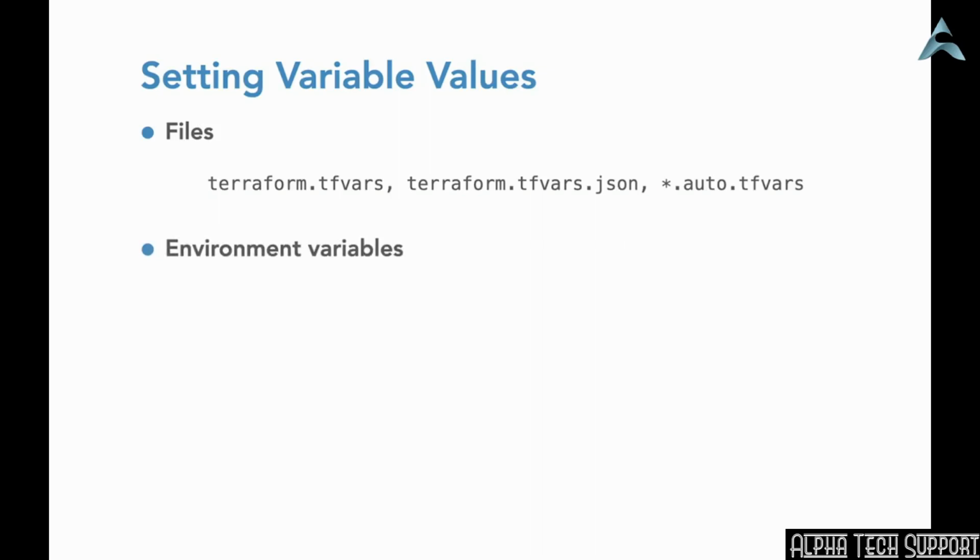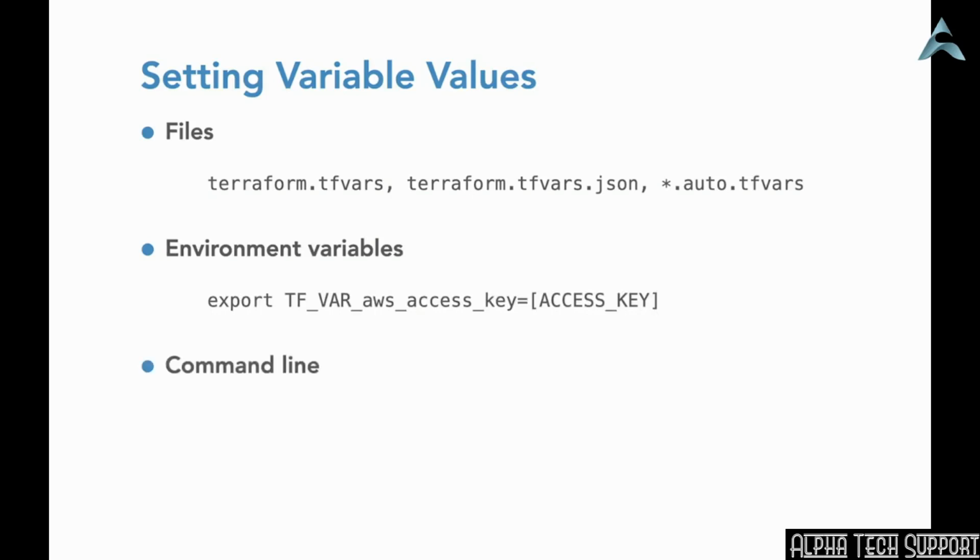Environment variables are yet another way that variable values can be set. Terraform will inspect the local system for any environment variables whose names are prepended with tf_var_. The name after the second underscore is the name of the input variable to be set, and that variable value is set to the value of the environment variable.